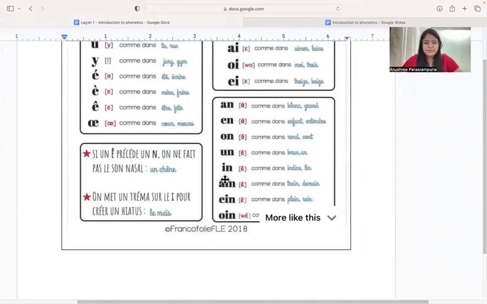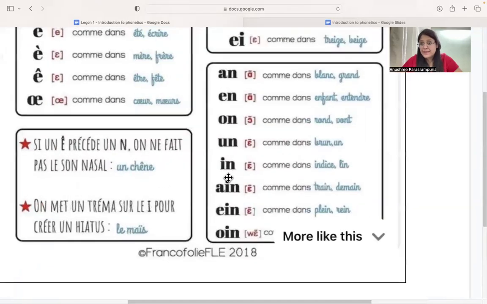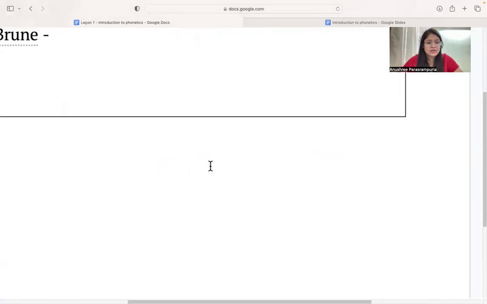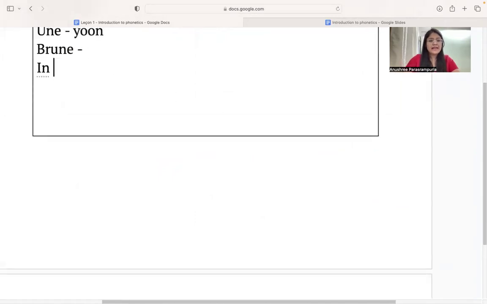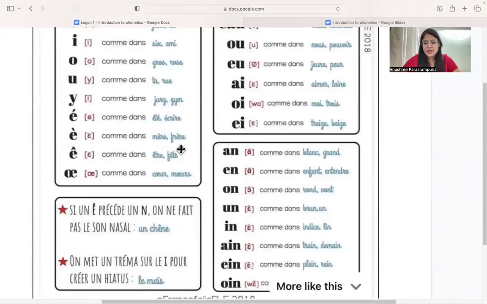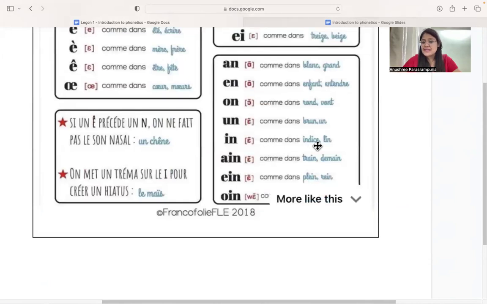Let's move to the next one. IN is an. Like I told you, remember an as in the word angle. This is also a nasal sound. So IN, as in the word angle. Angle starts with the sound an. Same sound. So this is andis. This is l'un.